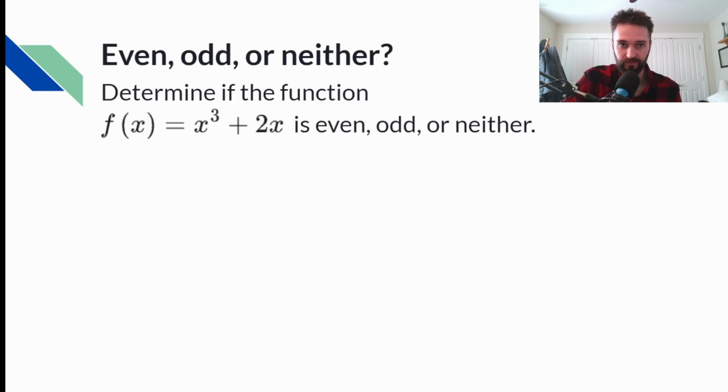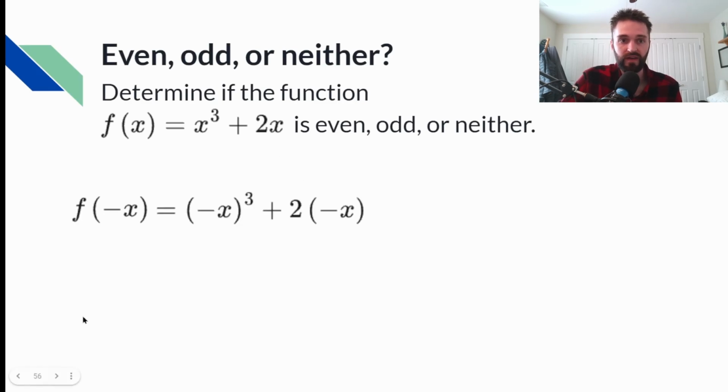Let's look at a new function. Let's look at the function f of x equals x cubed plus 2x. And we're asked to determine if that function is even, odd, or neither. So let's check to see if it's even first. Let's find out what f of negative x is equal to. If we get the same formula that we have up here, then that means that the function is even.